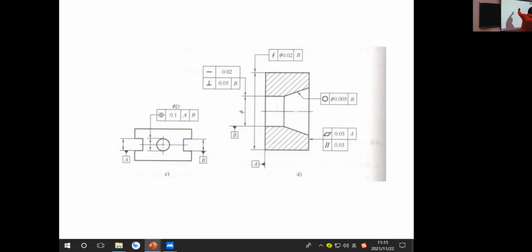Now she said split them into 2. You understand? When you split them into 2, this one is straightness, right? Straightness of what? Straightness of this diagram. So it needs a 5. And this one is what? Perpendicular. 0.5 tolerance perpendicular to B. And B is like this. The only surface perpendicular to B is this surface. So it means this line.